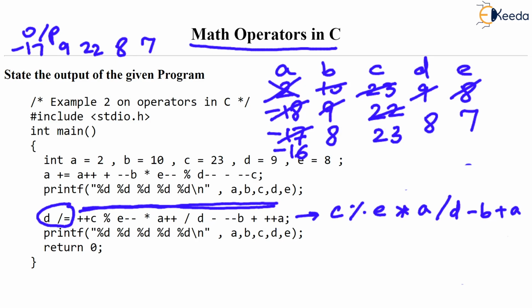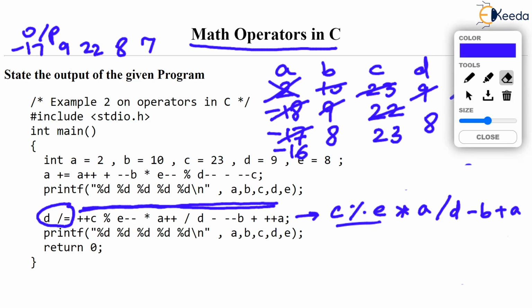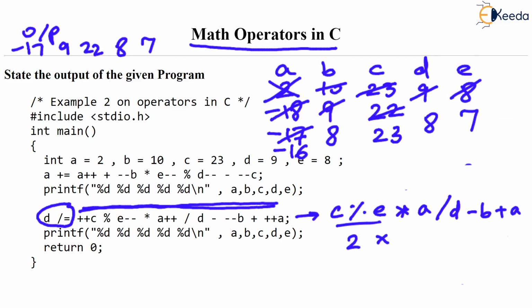Now you know percent will be solved first. So C is basically 23. 23 percent 7, isn't it? So 7 threes are 21 and remainder is 2. So C percent E is going to be 2. Now 2 multiplied by A will be done, but A is minus 16. Yeah, multiplication will be done next. So this happens to be minus 32.